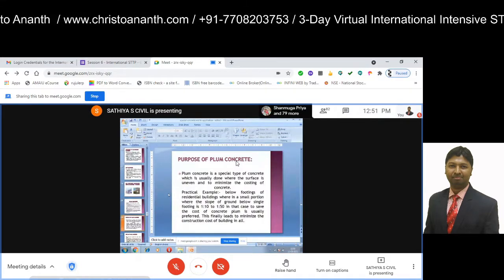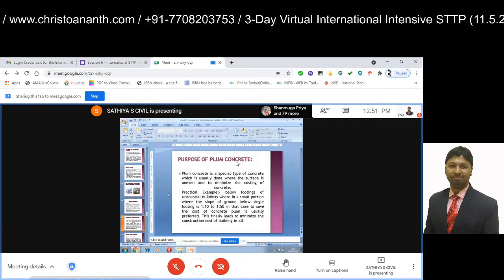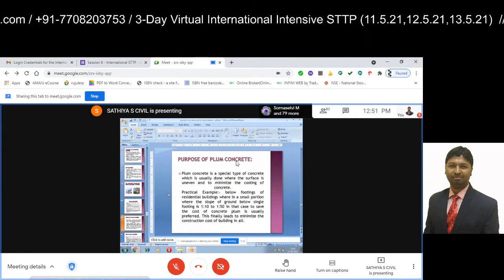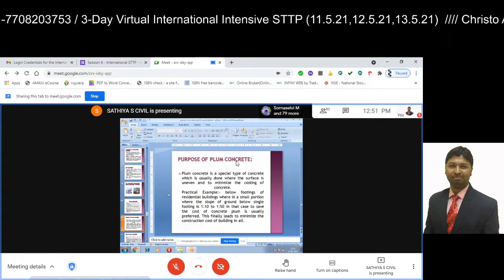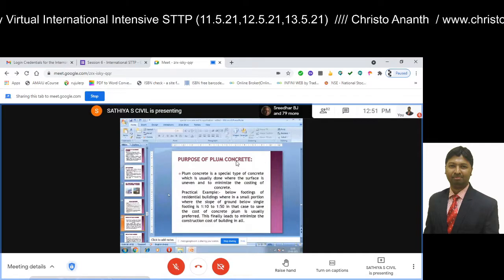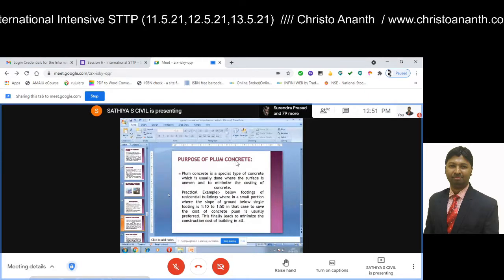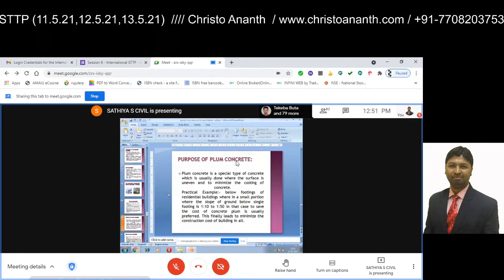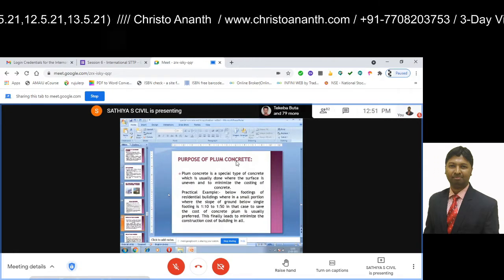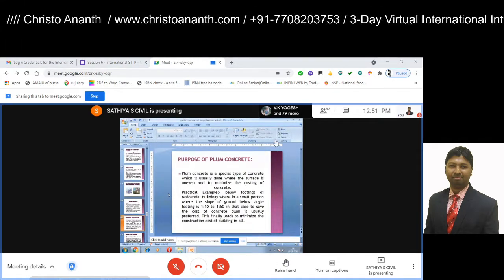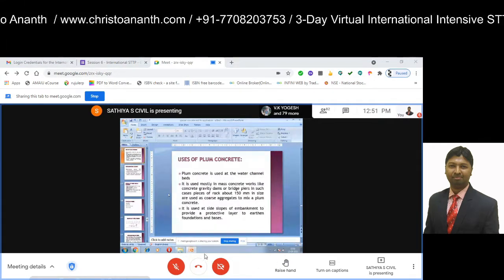Then purpose of plumb concrete. Plumb concrete is a special type of concrete which is usually done where the surface is uneven to minimize the costing of concrete. The practical example is below the footing of residential building, where the slope of ground below a single footing is 1:10 to 1:50. In that case, to save the cost of concrete, plumb is usually preferred. This finally leads to minimize the construction cost of building.